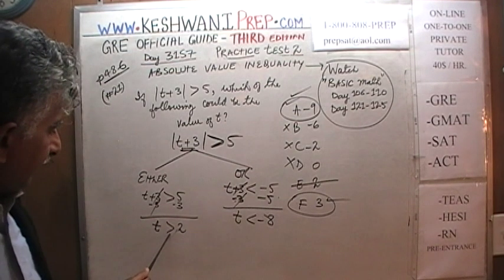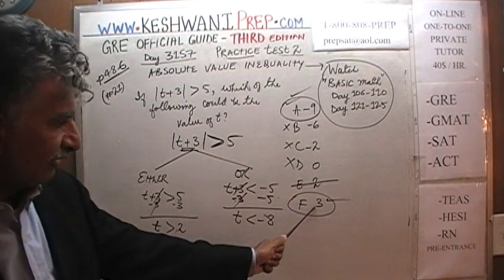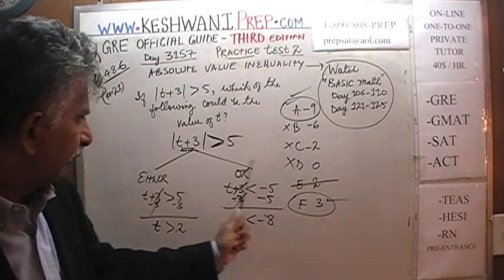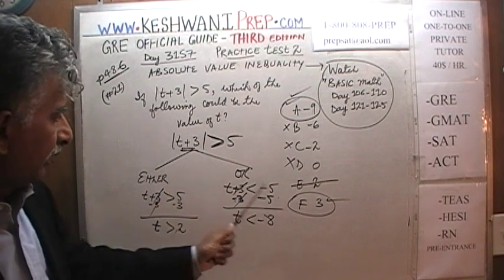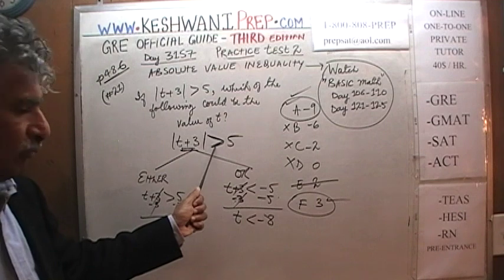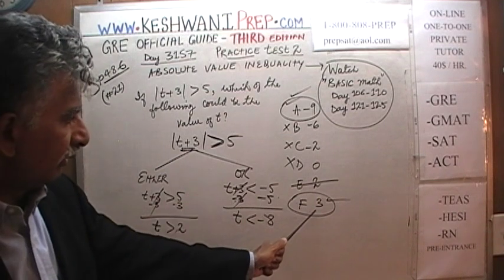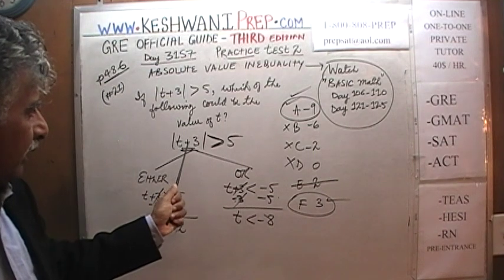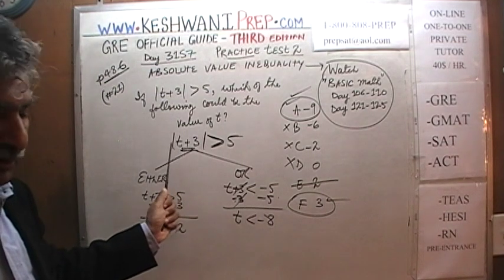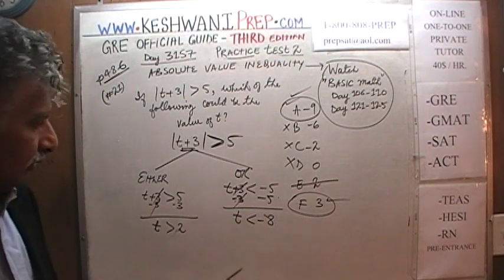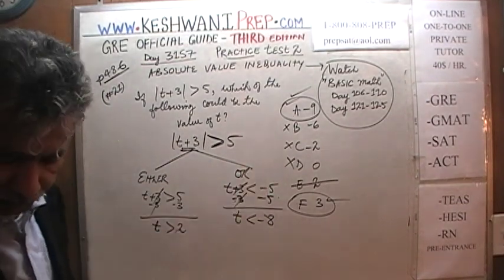But as you can see, either t has to be more than 2, which means this would work. If you put it in, it would work. Let's try it very quickly. If t is equal to 3, 3 plus 3 is 6. Absolute value of 6 is 6, and 6 of course is more than 5. You see, it works. So 3 works and negative 9 works. Negative 9 and a positive 3 will give us negative 6, and absolute value of negative 6 is 6, which is more than 5. Those are the two that work.